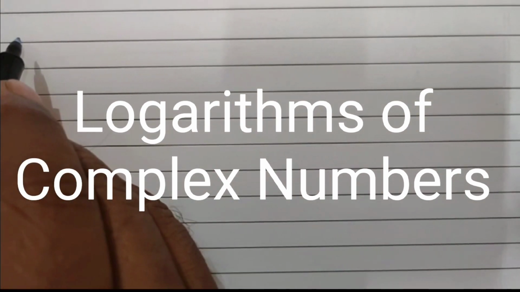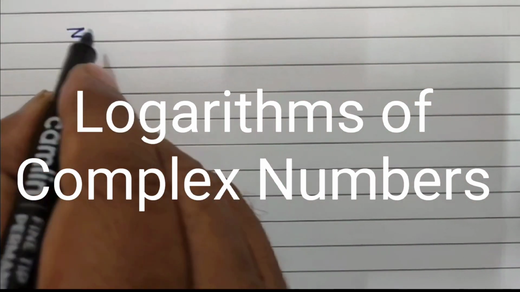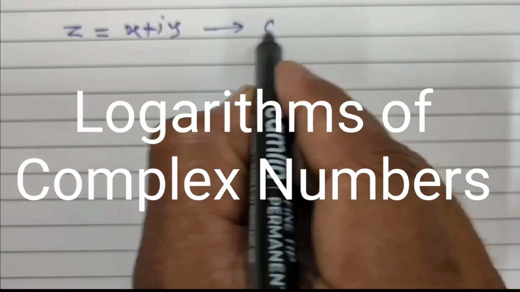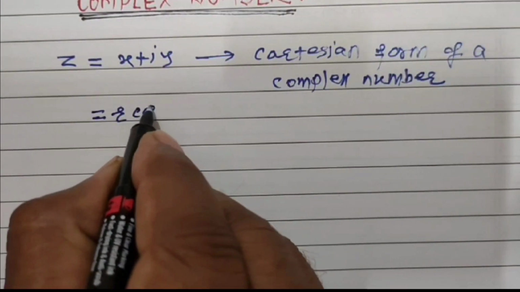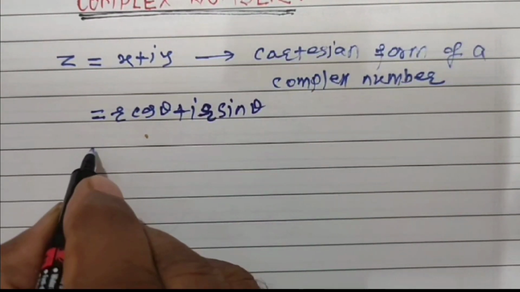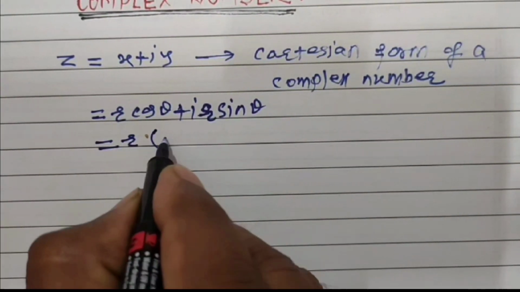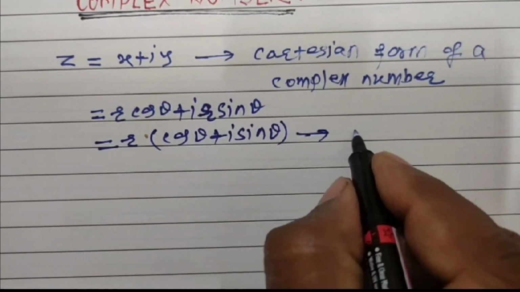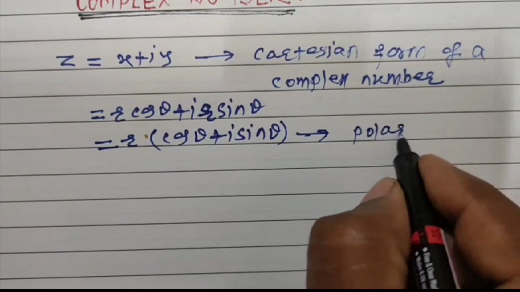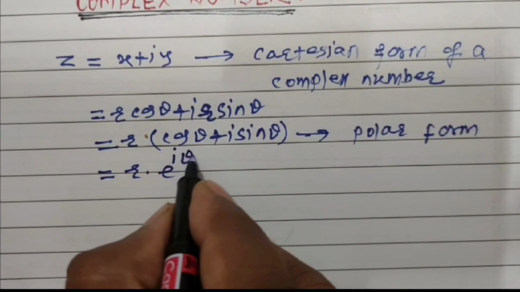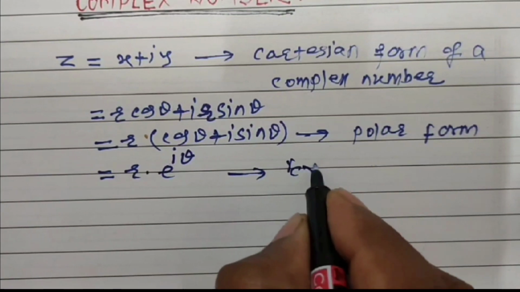We know three forms of complex number. Z is equal to x plus iy. This is known as Cartesian form of a complex number. Second form, r into cos theta plus i r sin theta. Taking r common from these two terms, r into cos theta plus i sin theta. This is known as polar form of a complex number. And third form, r into e to the power i theta, and this form is known as exponential form.